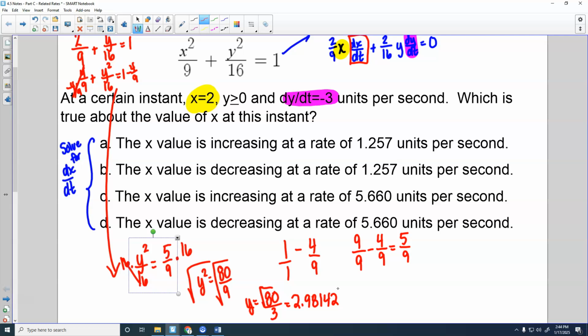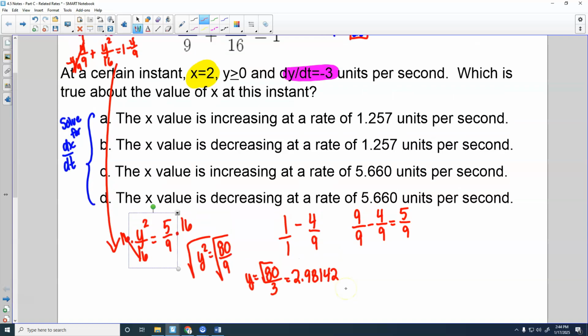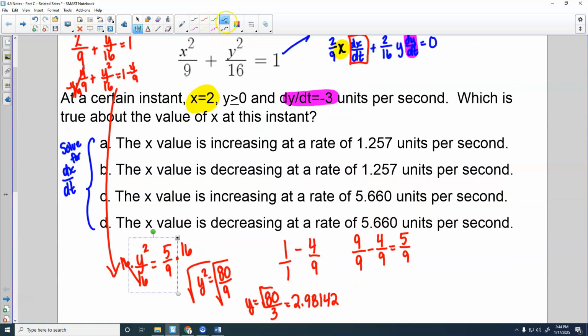So now we have everything that we need to plug in. So we're going to have 2 ninths times x, which is 2, times dx/dt, which we are not going to replace because that is what we're trying to solve for, plus, I'm going to reduce that to 1/8, our y is 2.98142, and our dy/dt is -3, and this equals 0.